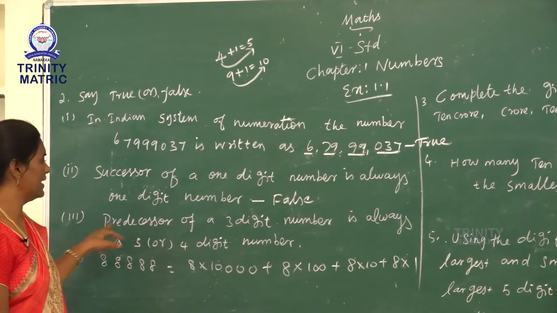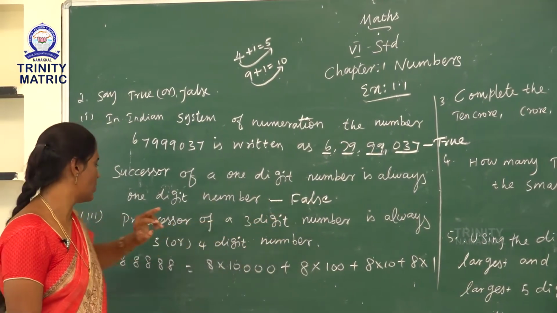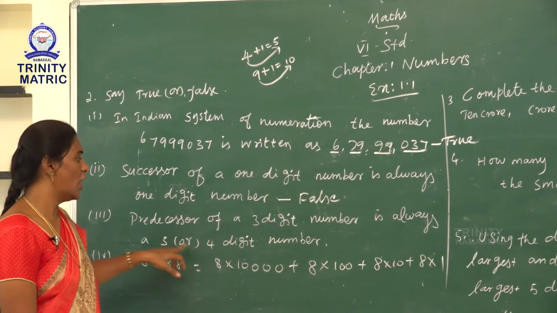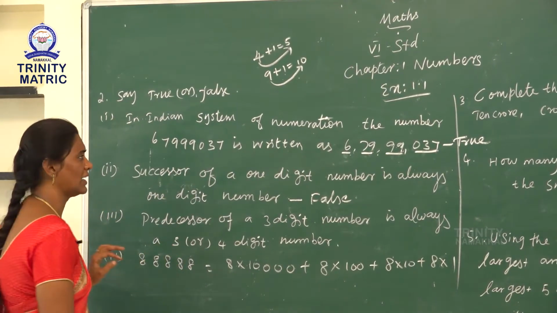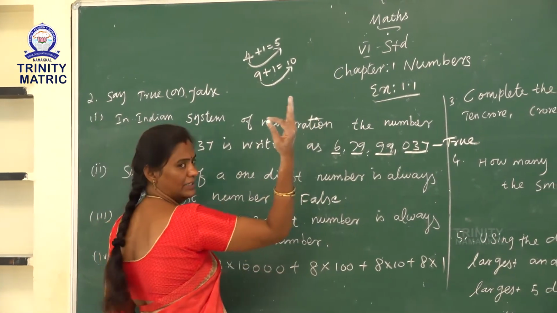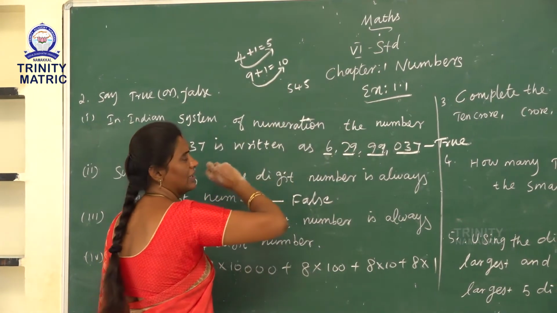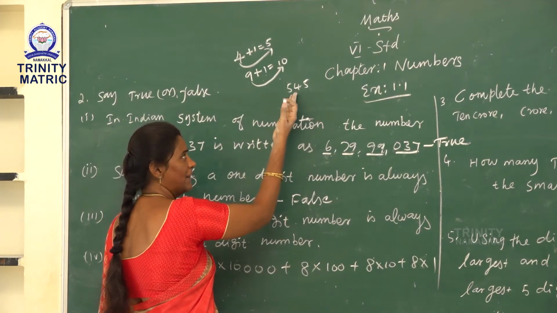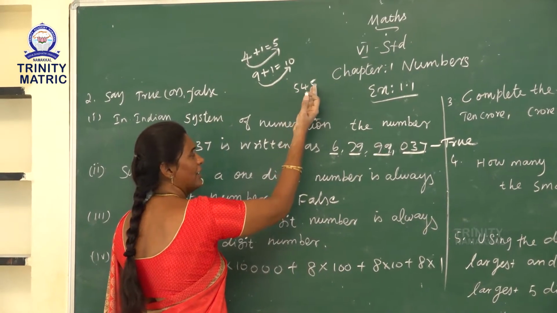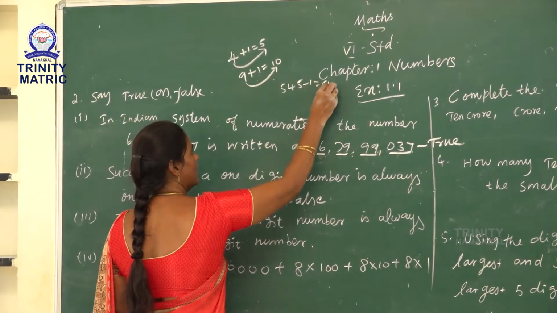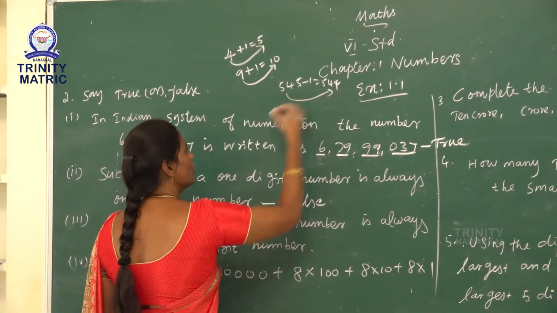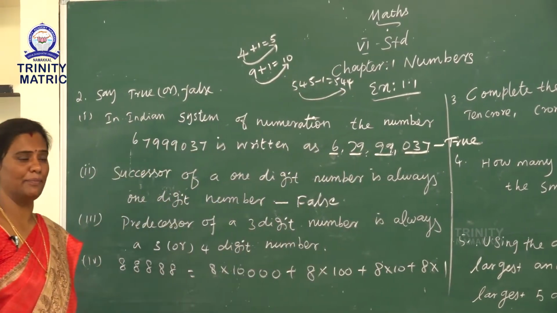Then, the predecessor of 3-digit number is always a 3-digit or 4-digit number. See here, we take one 3-digit number, for example, 545. Predecessor means we subtract 1 from 545, we get 544. So, predecessor of 3-digit number is 3-digit number.